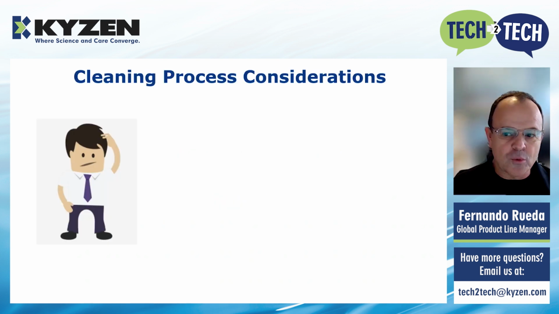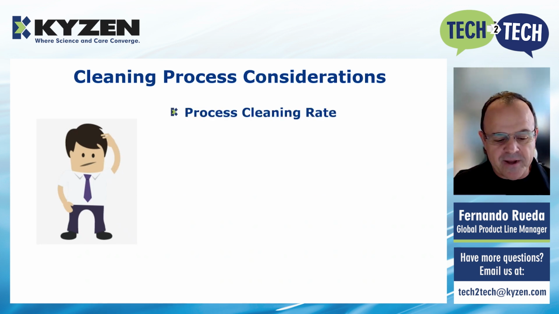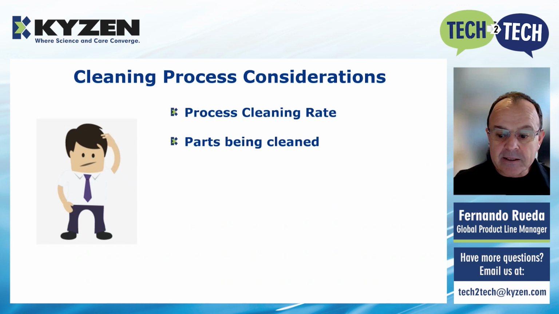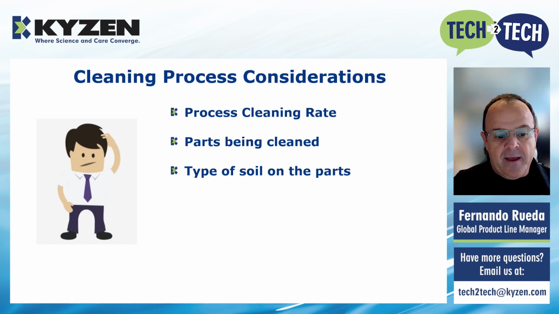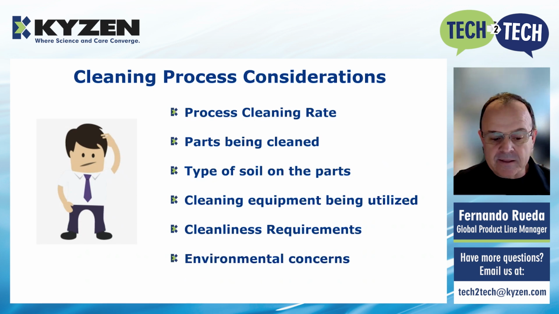So what should we consider in a cleaning process? The process cleaning rate, which is basically the process parameters and a couple other factors. The parts being cleaned, whether they are multi-metal or not, etc. Type of soil or contaminants that the parts have. The cleaning equipment that we use is a critical part of the process. The cleanliness requirements that we need to meet, and any environmental concerns and safety concerns.